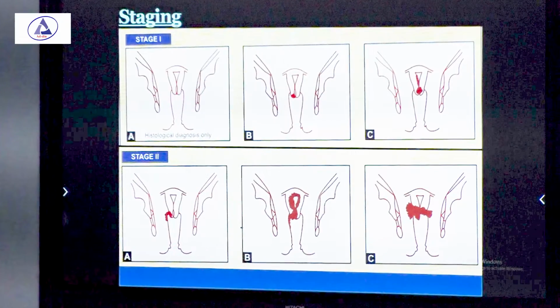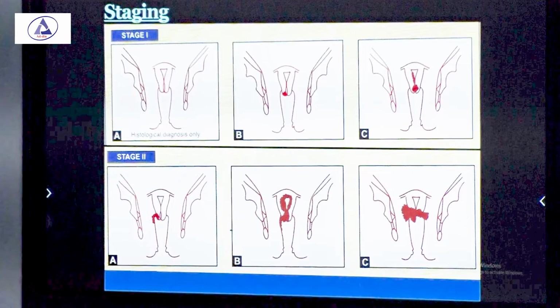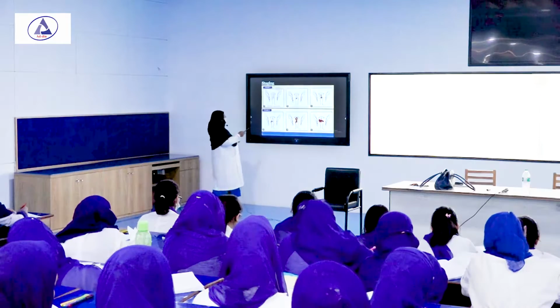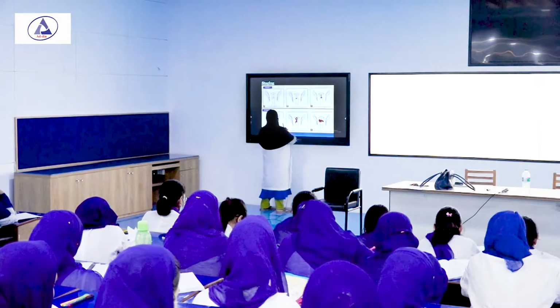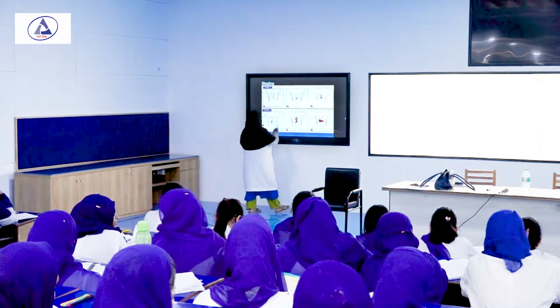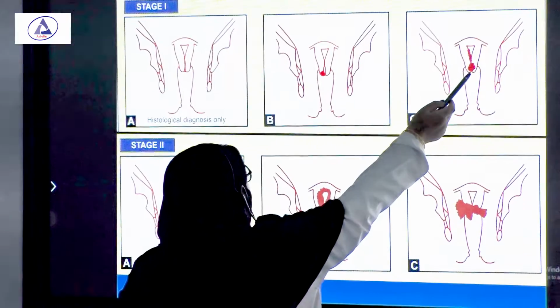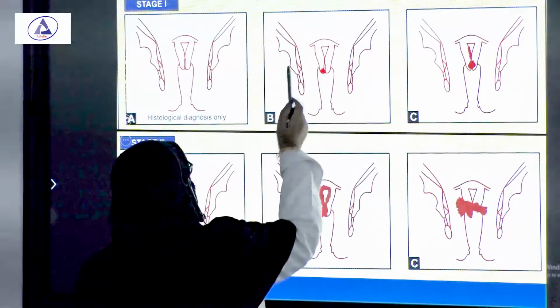Stage 1B is limited to the cervix but visible on inspection, that is macroscopic. Up to less than 4 centimeter is B1, and more than 4 centimeter of growth is B2. These are stage 1, A and B. Another one is endocervical growth, which we can see.